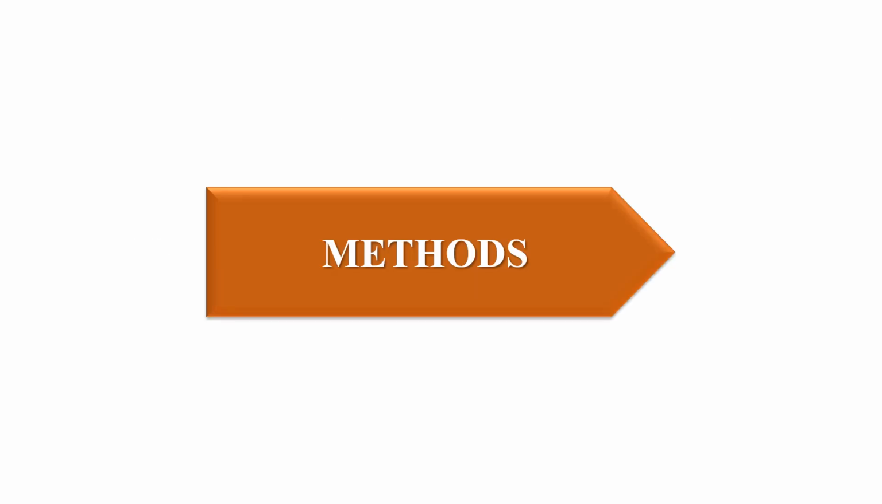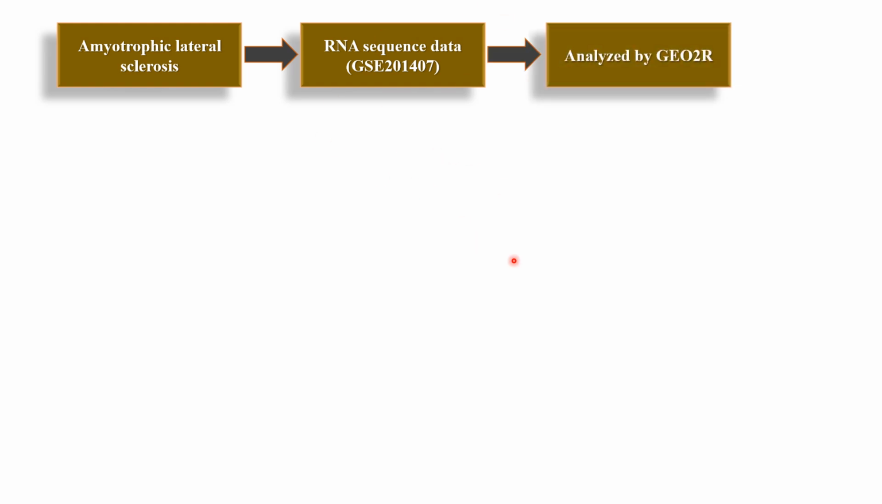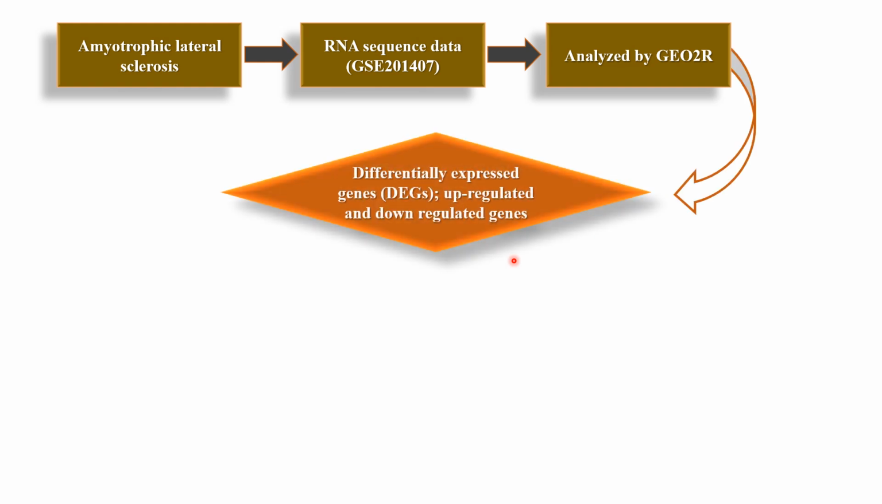So the crucial step is the methodology. Our target disease is amyotrophic lateral sclerosis, as I said before. For the analysis, we used a server called NCBI and a tool, GEO, Gene Expression Omnibus, where we selected a specific RNA sequence dataset, which is GSE201407, and we analyzed it through the GEO2R tool. Then we found the most important information, that is differentially expressed genes. Differentially expressed genes mainly consist of two types of genes, upregulated genes and downregulated genes.